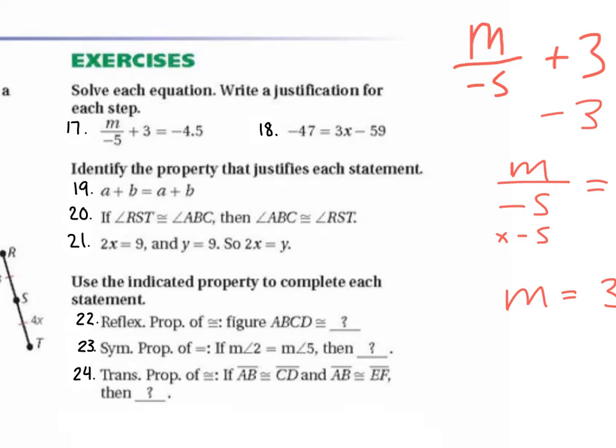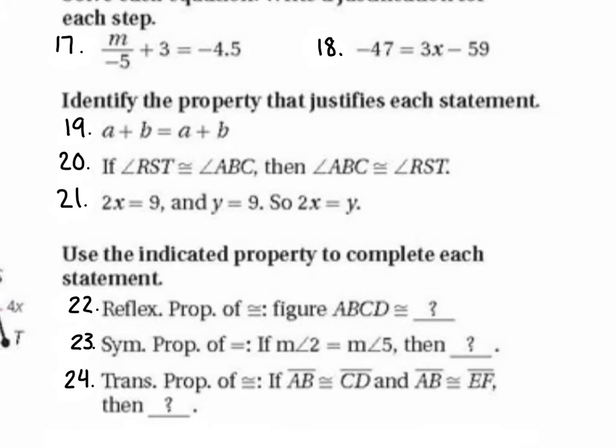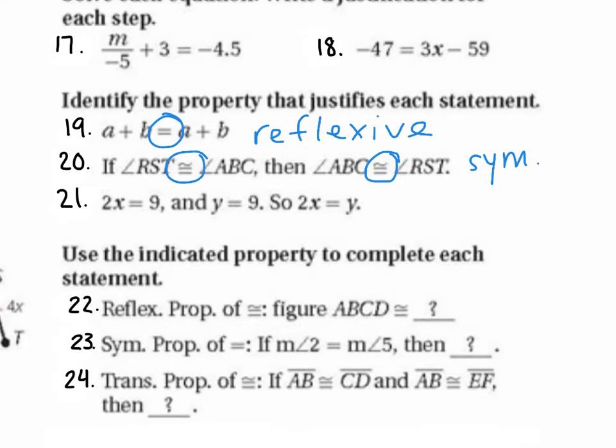Identify the property that justifies each statement. So we have a plus b is equal to a plus b. Reflexive property. Perfect. Reflexive property of what? Equality, because there's an equal sign. 20 says if angle RST is congruent to angle ABC, then angle ABC is congruent to angle RST. Symmetric property. Symmetric property of what? Of equality, because... Are these equal signs? Congruent signs. So symmetric property of congruence.